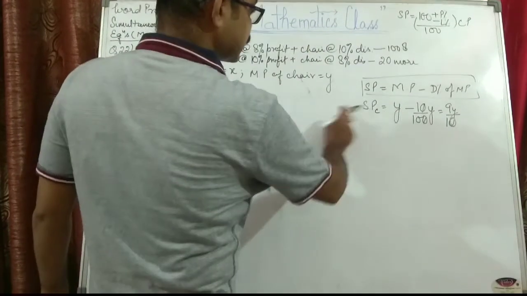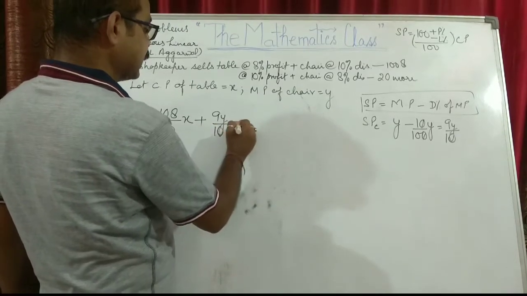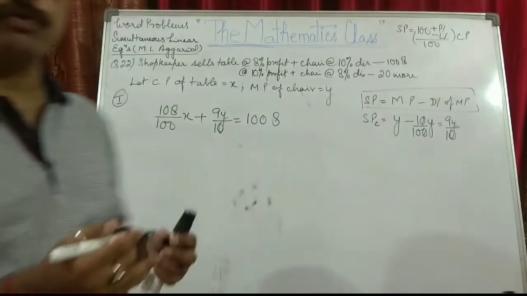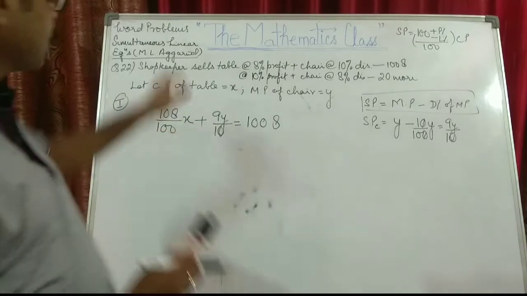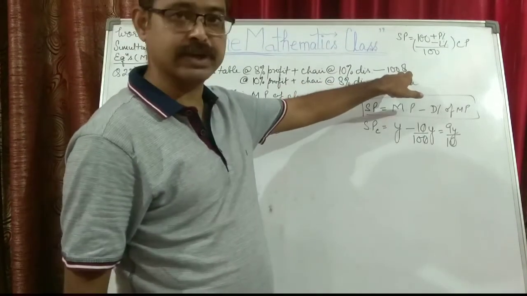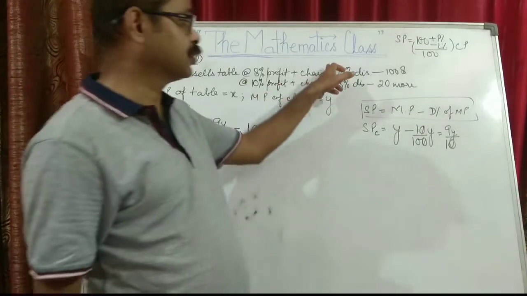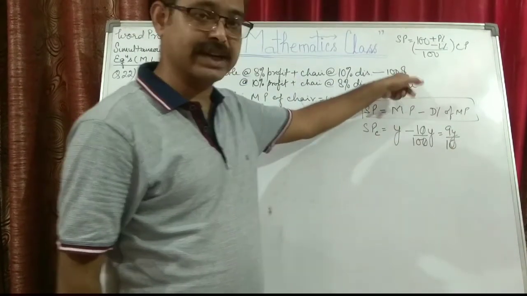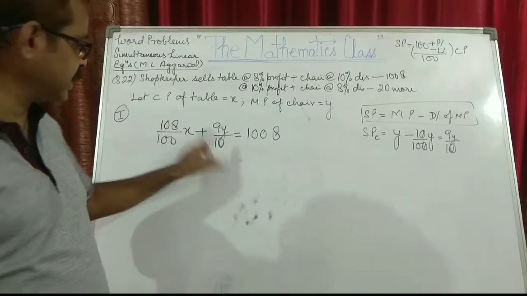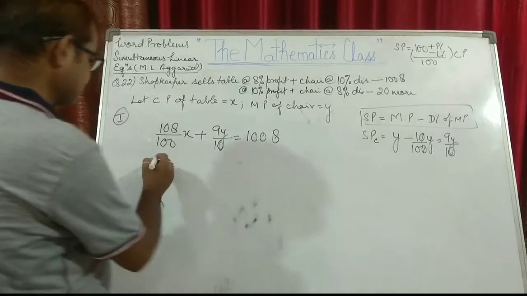For chair the selling price is 9y upon 10, and he is getting 1008 rupees. This is the equation for first. How? They say a shopkeeper sells with this much profit, this much discount, and he is getting how much rupees? 1008. Means selling price of the table plus selling price of the chair is equal to 1008. So what I have written, I have calculated selling price of table, I have calculated selling price of chair, and sum of these two is equal to 1008. So we can just simplify this.